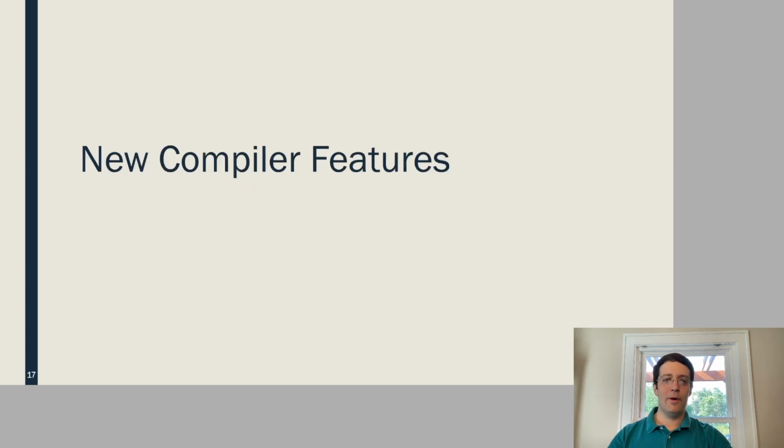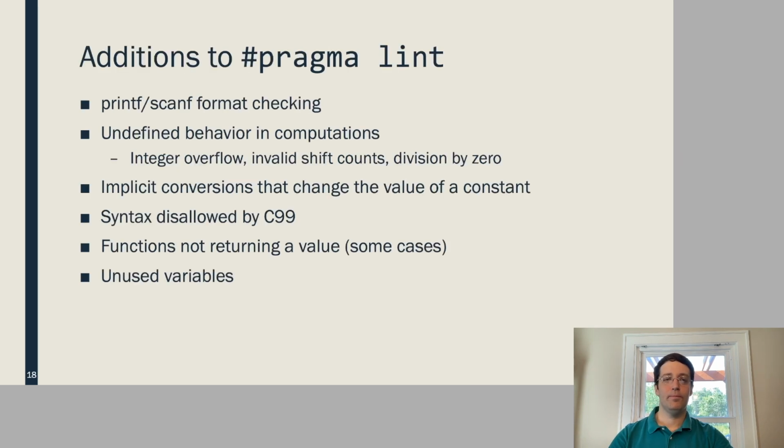Now I'll talk briefly about some new features in the compiler that aren't directly tied to what's specified in the new standards. And maybe the biggest one is some additions to pragma_lint. So pragma_lint is a directive you can use to make ORCA-C check for some things that aren't necessarily detected as errors by default, but really are likely to be errors or something you don't intend in your code.